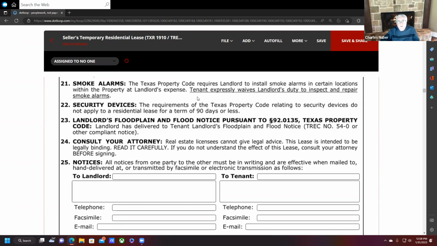Security devices. Although it says that the tenant waives the landlord's duty to do this, to me, it just would make sense. Security devices: the requirements of the Texas Property Code relating to security devices do not apply to a residential lease for a term of 90 days or less.